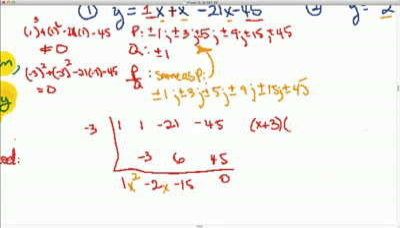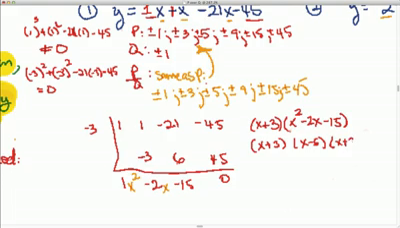by grouping. In this case, it's probably easier just to do your guesswork, right? Because you can look at that and say the factors of -15 times 1 that add up to -2 are going to be a +3 and a -5. So we factor as follows. And then if you were asked for this answer in fully factored form, this would be what you got.